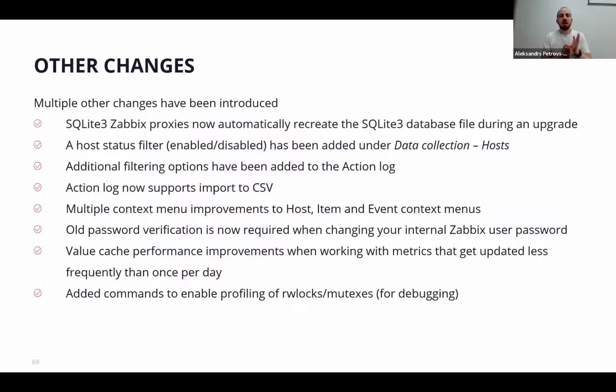I'm sorry, export. Multiple context menu improvements to host, item, and event context menus. Old password verification is now required when changing the internal Zabbix user password to make sure, again, someone will not change your password without you knowing. Value cache performance improvements when working with metrics that get updated less frequently than once per day, and added comments to enable profiling of read-write logs, mutexes for additional debugging in case it will be required.